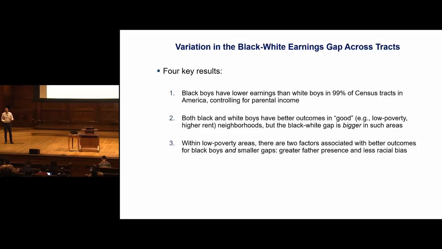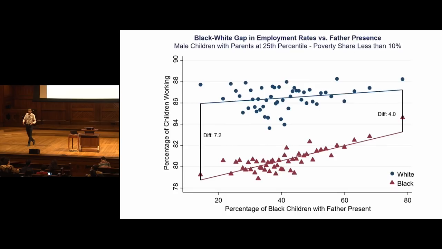What you're more interested in is how you can find places that deliver better outcomes for Black kids while narrowing the racial disparity, okay? And so we spent some time trying to search for factors that have that property. One way to think about it is, what are the characteristics of places like Silver Spring in Maryland, which I mentioned before, where you have pretty good outcomes for both Black and white kids? What we found is that within the lower poverty areas where you see relatively good outcomes, as you saw in the previous correlation chart, there are two factors that tend to be associated with better outcomes for Black boys and, at the same time, smaller gaps. Those two factors are a greater presence of Black fathers in the area and lower levels of racial bias. So let me show you how this looks.